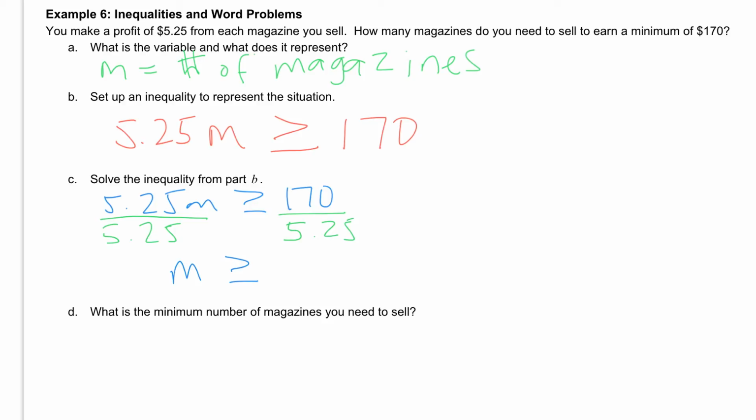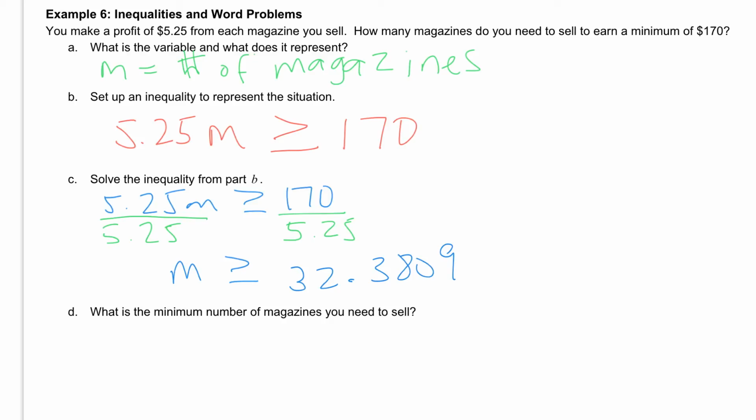Now, when I divide 170 by 5.25 on my calculator, I get a long decimal answer. So I'm going to list down part of that decimal. And I get 32.3809, and it goes on. But I want to look at that decimal because I need to know how to round this problem.